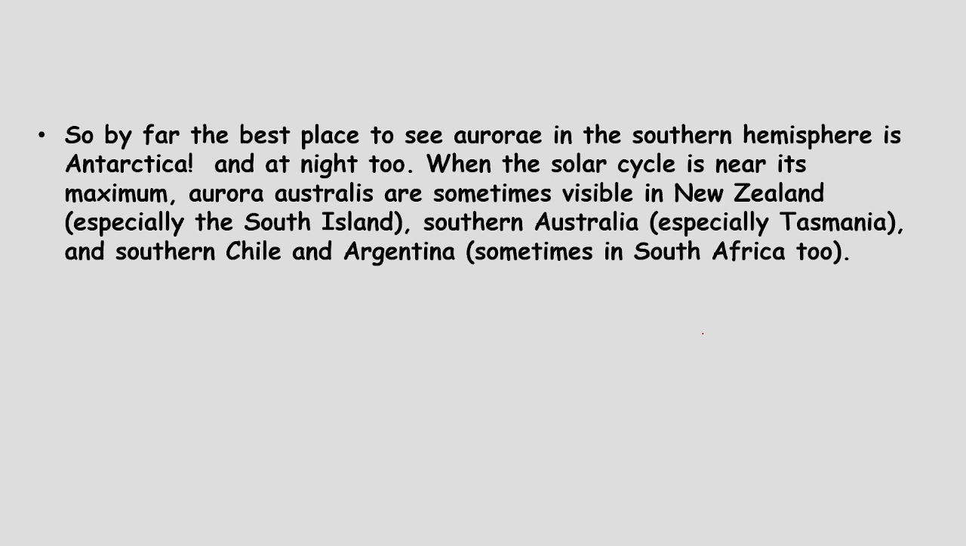So by far the best place to see aurora in the southern hemisphere is Antarctica, and at night too. When the solar cycle is near its maximum, Aurora Australis are sometimes visible in New Zealand, especially the South Island, southern Australia, especially Tasmania, and southern Chile and Argentina, sometimes in South Africa too.